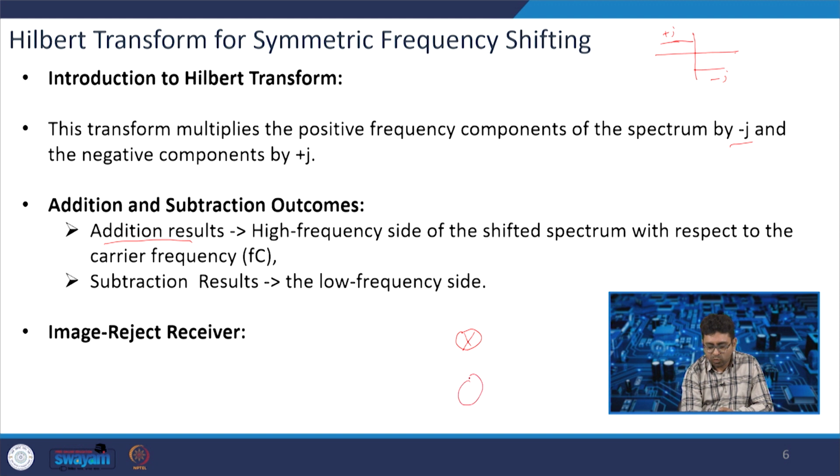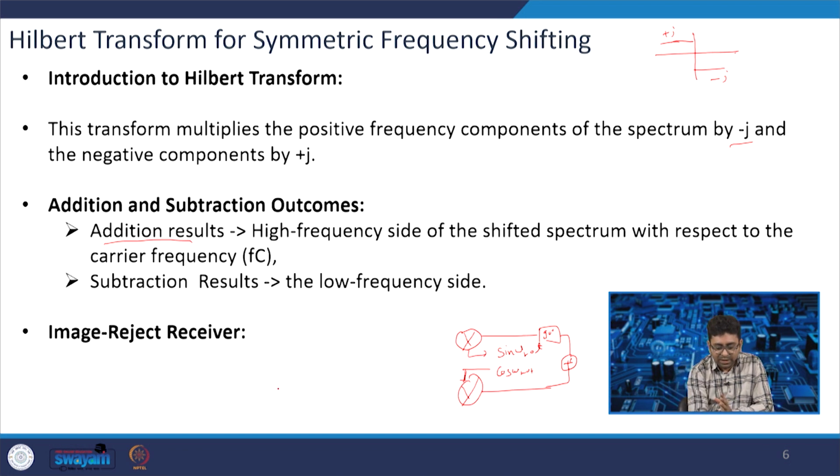Here we have two mixers. We multiply with sin omega LO t, and then with cos omega LO t, and at the output there is a 90-degree phase shift, and you can either add or subtract. If you do the addition, it will give the high frequency side of the shifted spectrum, and if you do the subtraction, you can use the low frequency side. So, any one of them will be the image.